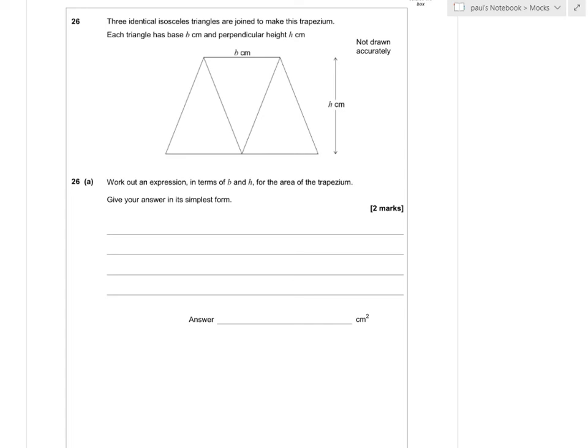Right, three identical isosceles triangles are joined to make this trapezium. Each triangle has a base B and a perpendicular height h. Work out an expression in terms of B and h for the area of the trapezium.